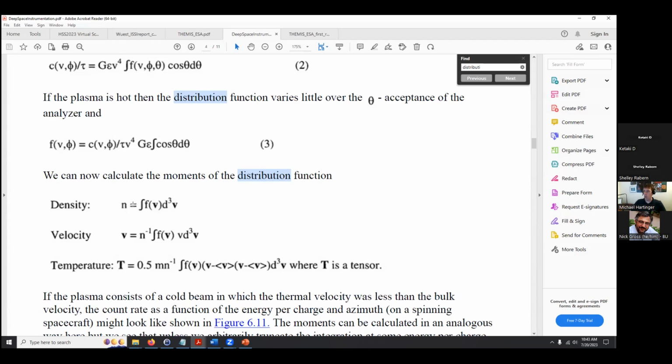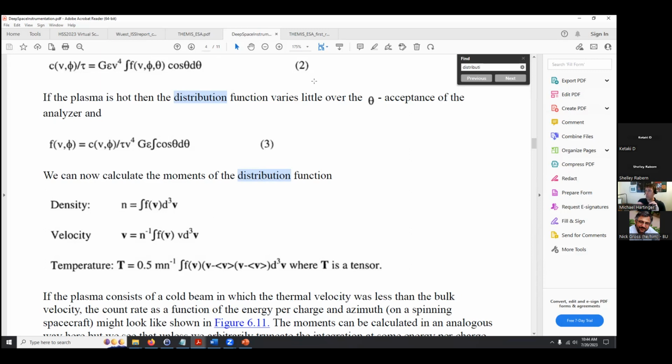And the other thing, because ESAs, for example, aren't designed to measure the whole distribution function, I want to mention one last thing, which is that sometimes when we can't measure the whole distribution function, we start playing games with assumptions about what the distribution function looks like. So we measure a piece of that distribution function.